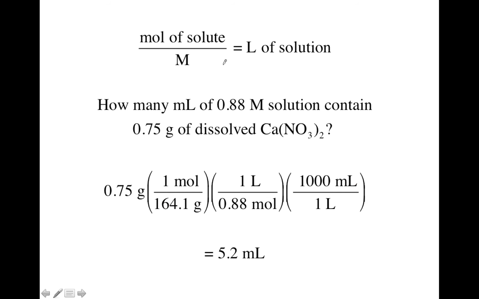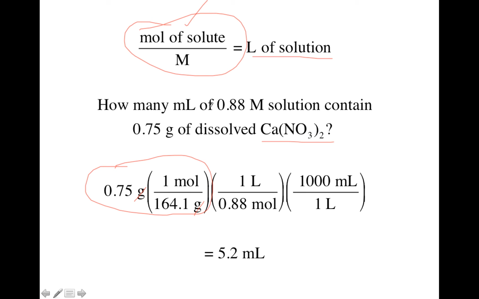Lastly, you can take moles of solute and divide by molarity to find the liters of solution. So in this example, how many milliliters of 0.88 molar solution contain 0.75 grams of dissolved Ca(NO3)2? So that's our solute. So we're going to change the grams of Ca(NO3)2 to moles to start. And then we know from up here, we're going to divide moles by molarity.